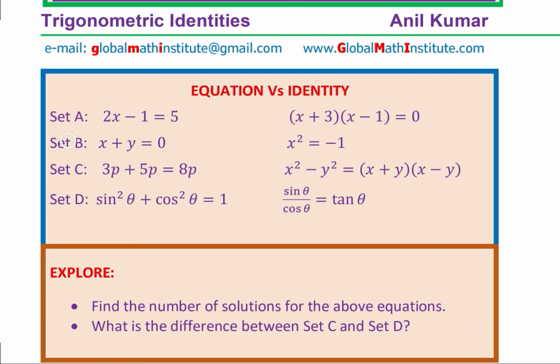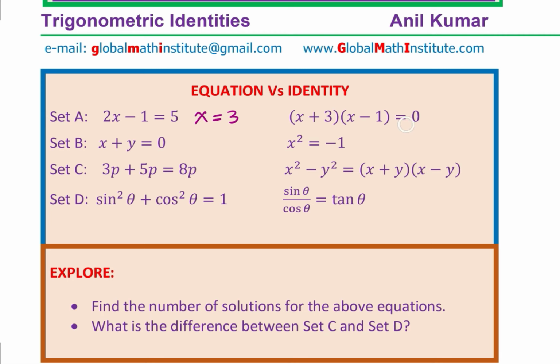So I have 4 sets of equations here for you. I'd like you to take a moment and watch these 4 sets carefully. First one, set A, 2x minus 1 equals 5. Now this equation has only one solution, and the solution, you know, will be what? You will add 1 to 5, right? 6 divided by 2, so we get x equals 3, correct? So this equation has one solution, perfect.